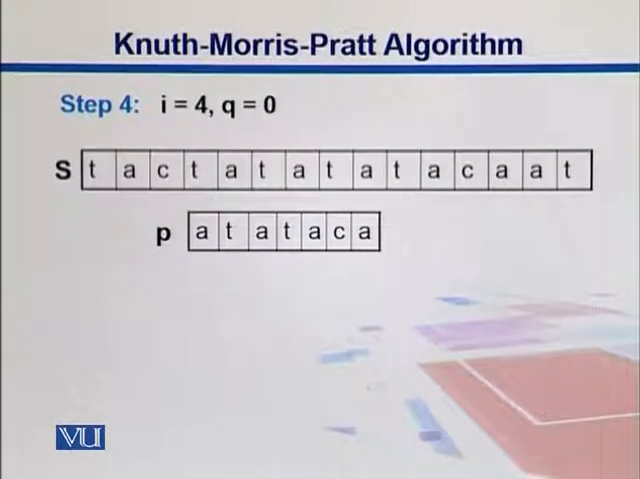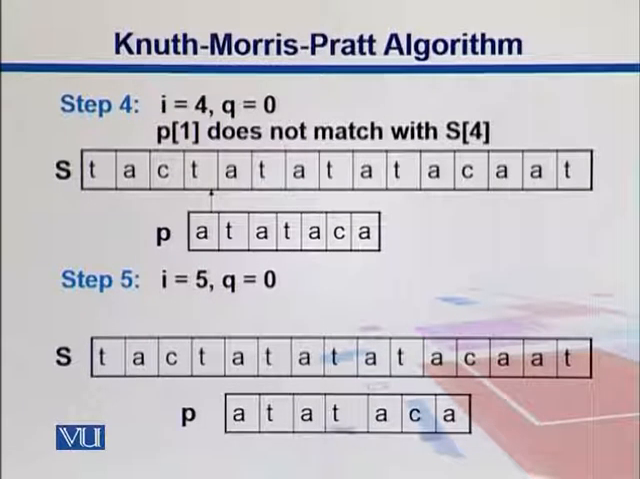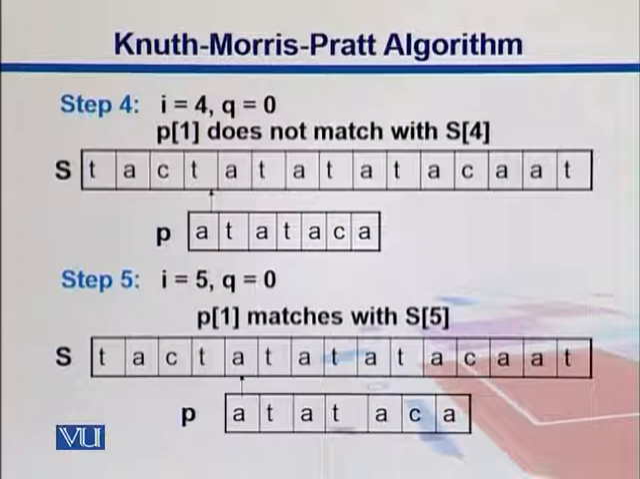So which is right here in step 4. So I is equal to 4, Q is equal to 0. Again, we compare P of Q plus 1, or the first character, with the fourth character in the string. Do they match? They don't. What to do next? Again, Q is equal to 0 and we match with the fifth character. Do they match? Yes. So our Q becomes 1.